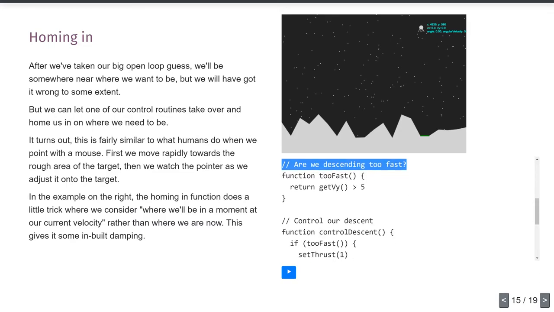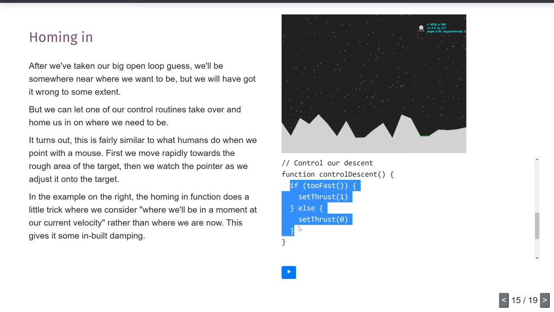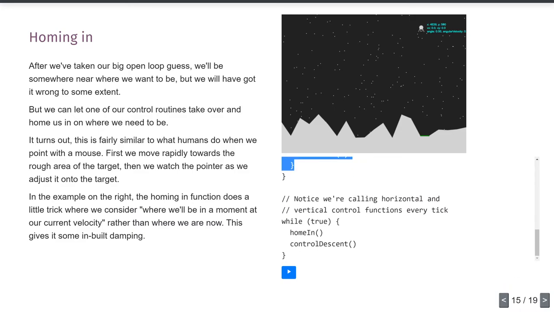This one, are we descending too fast? Function too fast, is Vy bigger than 5? And so then my control loop, well, I've got controlling my descent at this particular moment. So you'll notice this isn't a while, this is just an if. If I'm going too fast, turn the thrust on, otherwise turn the thrust off. And that is because in every tick, I'm going to want to control myself horizontally and I'm going to want to control myself vertically. So forever, have a look at the side stuff.